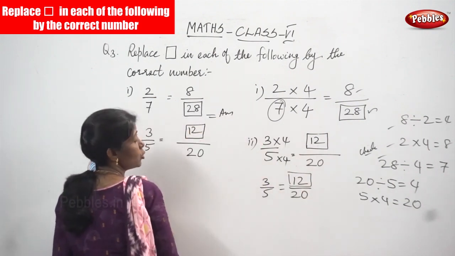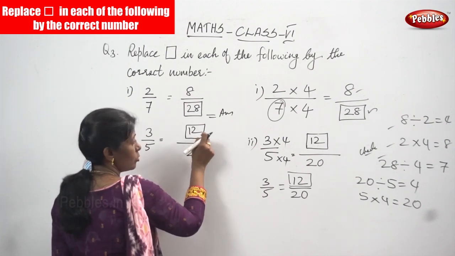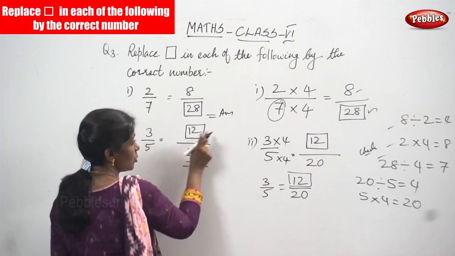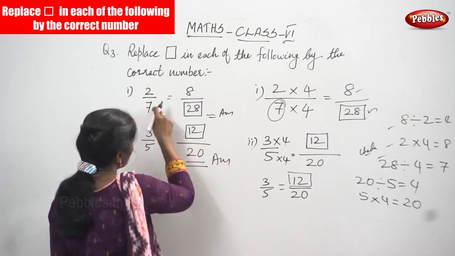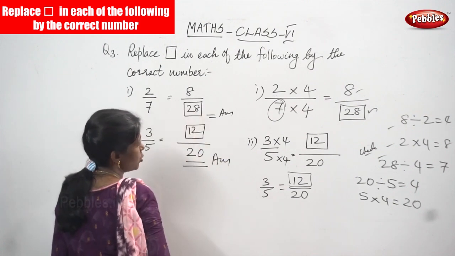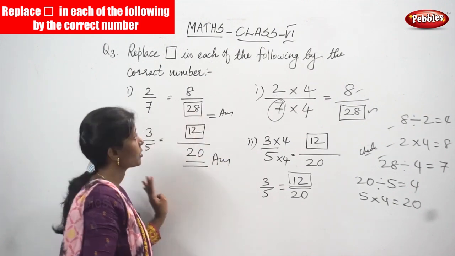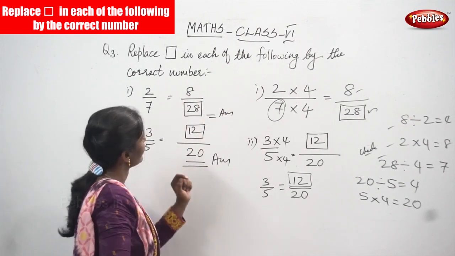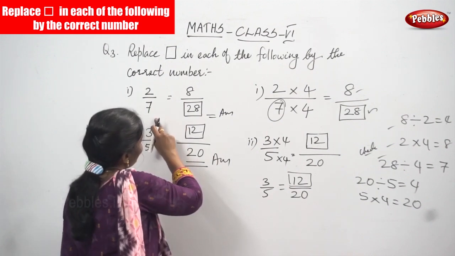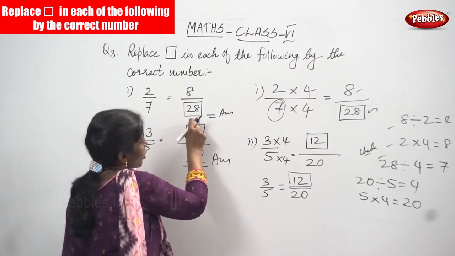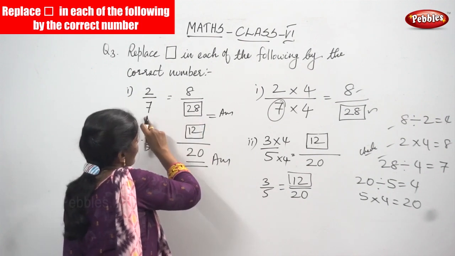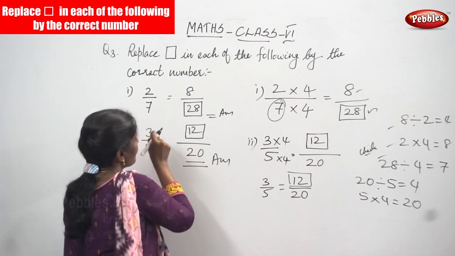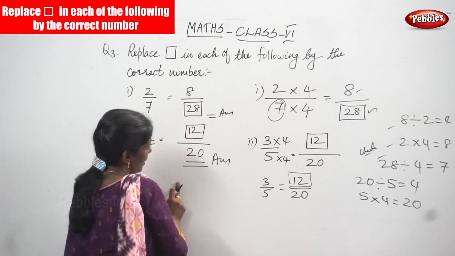So I found the numerator and also wrote it in the particular box. The equivalent fraction of 3 by 5 is 12 by 20, and for 2 by 7 the equivalent fraction is 8 by 28. I think you understand the question very clearly: replace the box in each of the following by the correct number. For 2 by 7, in the denominator place you have to find the denominator. For 7 the equivalent number is 28. For 3 by 5, the equivalent fraction is 12 by 20.